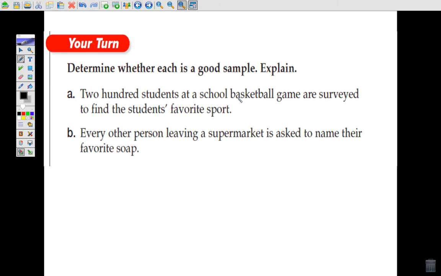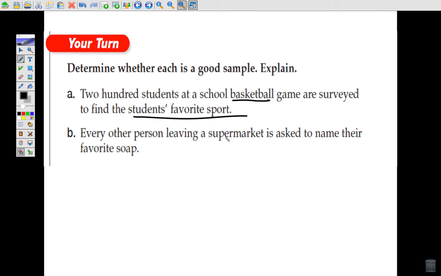200 students at a school basketball game are surveyed to find a student's favorite sport. Well, that's a problem, isn't it? There's a pretty good chance that if all these students have taken the time to go to a school basketball game, they probably like basketball, right? So that might not be the greatest sample.